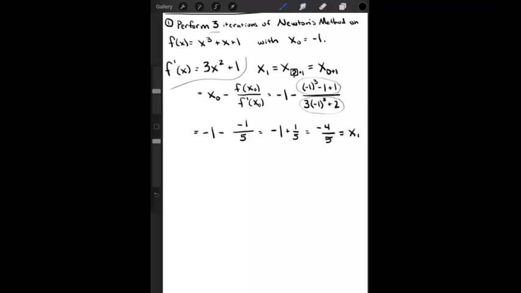So the problem says to perform 3 iterations. So we need to do this a couple more times. After 1 comes 2. So what do we need to plug in for n here?